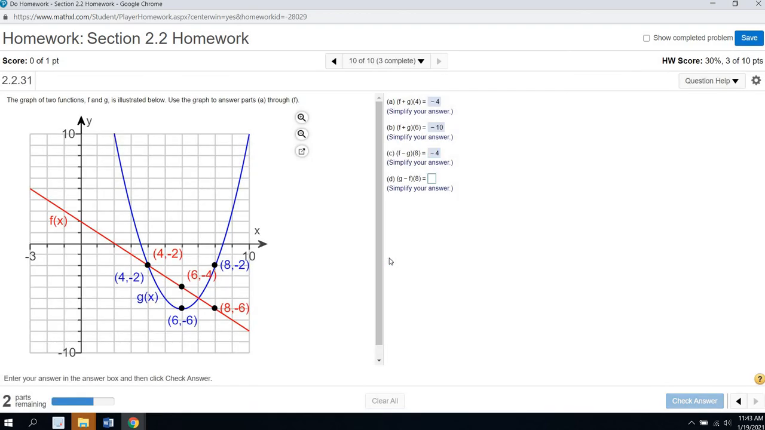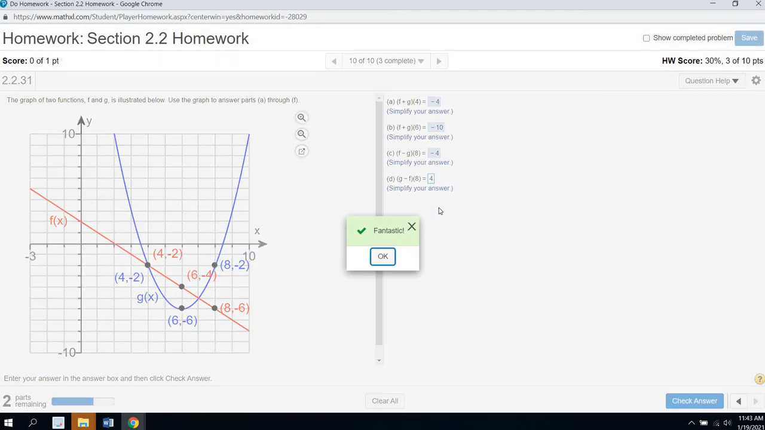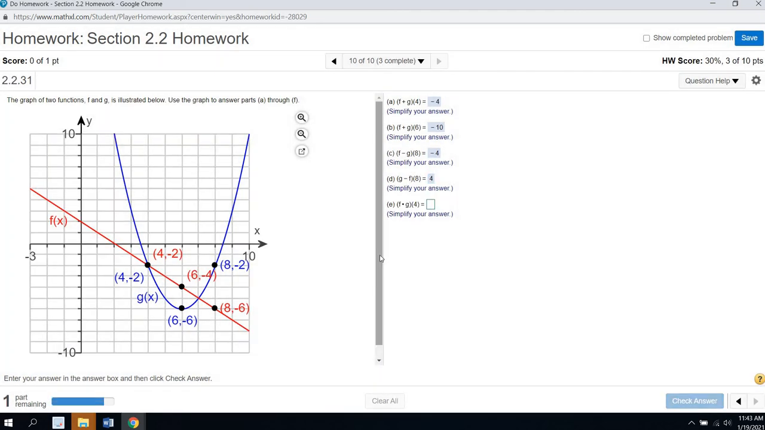And you can see that now they switch those positions for you to see that it's going to be different in there. Here we're going to do g of 8 first, which is negative 2, minus f of 8, which is negative 6. Negative 2 minus a negative 6 is negative 2 plus 6 for positive 4. And it's just going to say fantastic. And now we multiply. I think that might be the last one, so we can look at that.